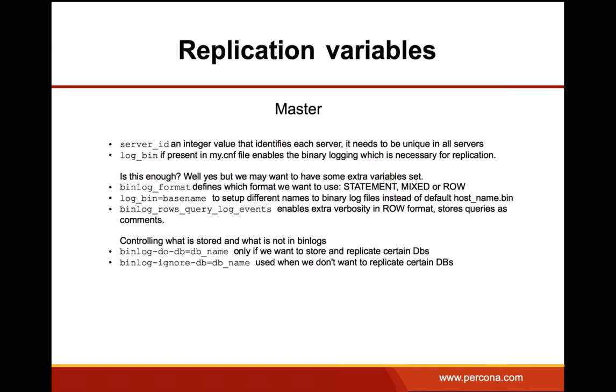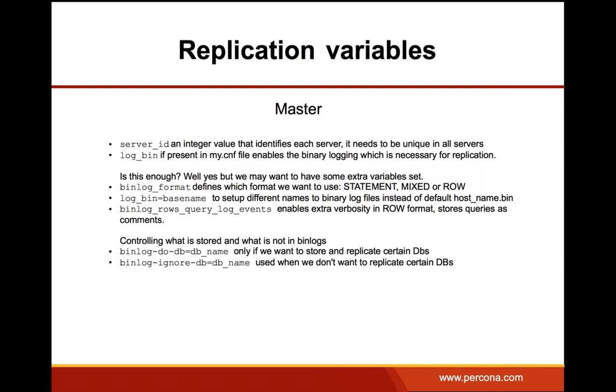There is a third variable that I'm covering here called binlog_rows_query_log_events. This variable is what we discussed about making binary logs more verbose when we are using row format. But this is only available from 5.6, so this variable cannot be used in previous versions.